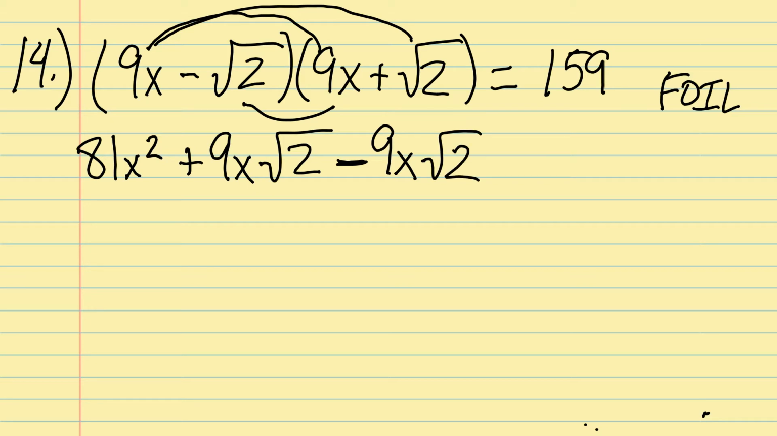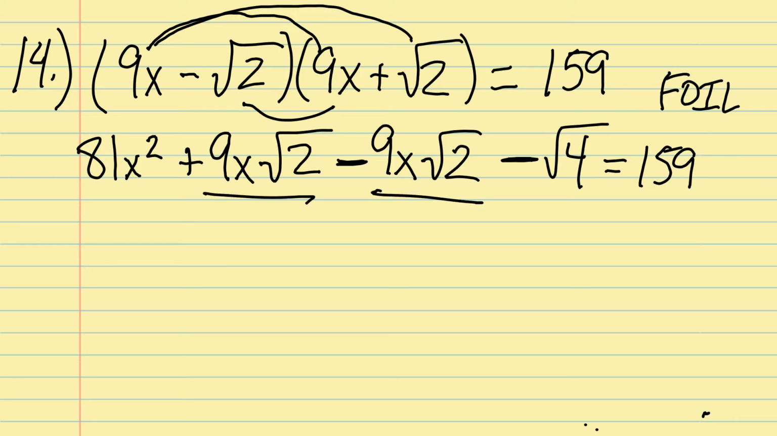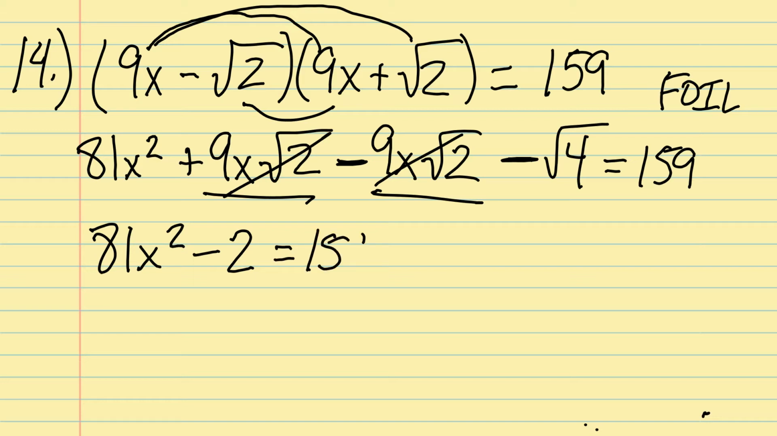Then we have radical 2 and radical 2. Notice the minus is on the outside, so it stays on the outside. Both of those are inside a radical, so you can multiply them together to get 4, all equal to 159. Now I'm going to combine like terms. Those are the same thing except opposite signs, so they cancel each other out. Another way to look at it is I can combine them because they both have the same radical. So those cancel out. I'm left with 81x squared. Radical 4 turns into 2, so it's minus 2 equals 159.